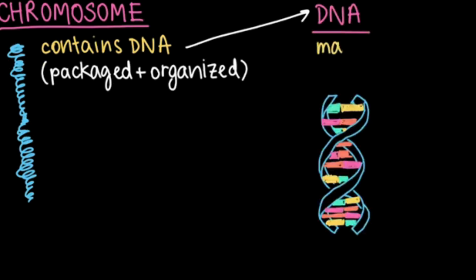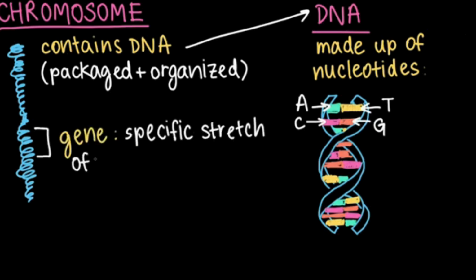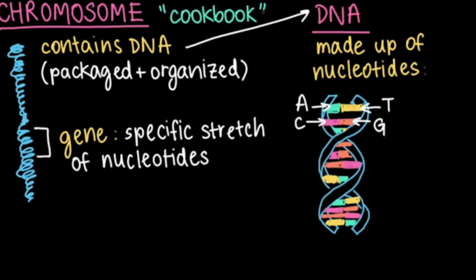A DNA molecule is made up of subunits called nucleotides. Nucleotides are often called A, T, C, and G, which stand for adenine, thymine, cytosine, and guanine. A gene is a specific stretch or a chunk of nucleotides within a DNA molecule. So a chromosome and its DNA are like a cookbook that contains recipes for making an organism. Genes are the recipes. And just like how letters are arranged in a specific order to form words in a recipe, the nucleotides in a gene are also arranged in a specific order to convey information.